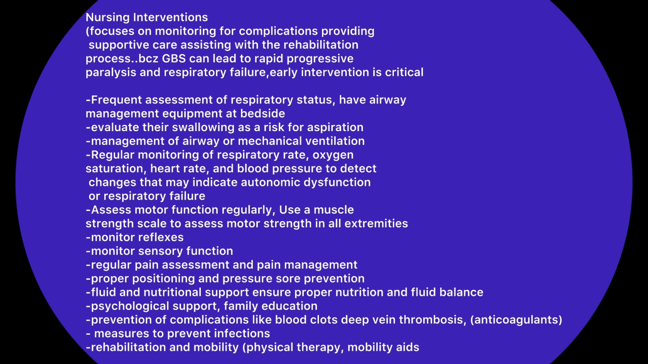Focus on monitoring for complications, providing supportive care, and assisting with the rehabilitation process, because GBS can lead to rapidly progressive paralysis and respiratory failure, so early intervention is critical. Frequently assess respiratory status, and have airway management equipment at the bedside if the patient is in hospital. Evaluate their swallowing as they are at risk for aspiration. Manage the airway, regularly monitor respiratory status, heart rate, blood pressure.